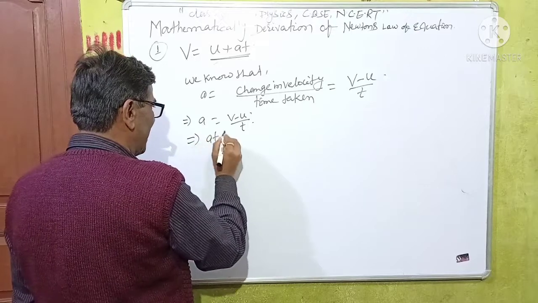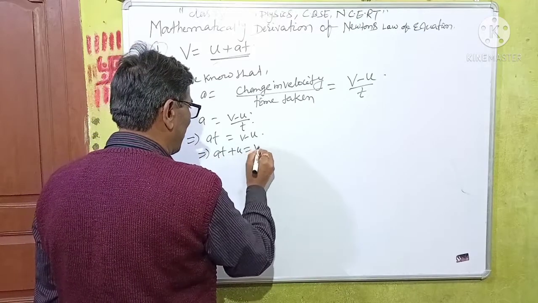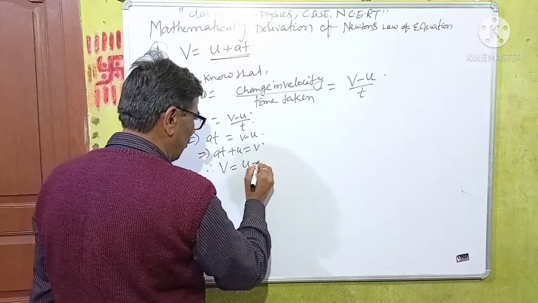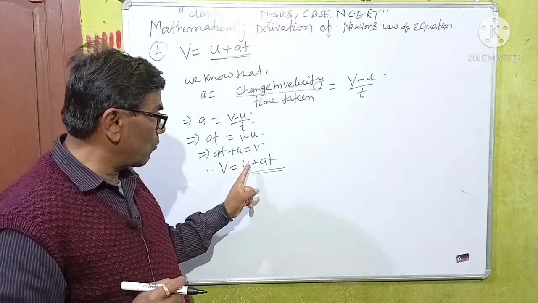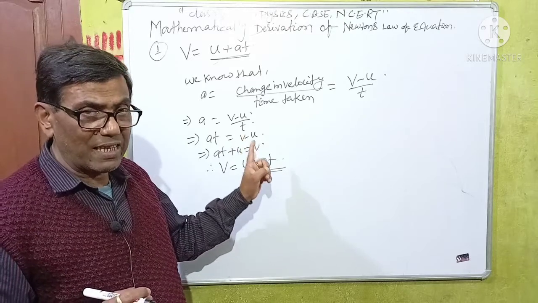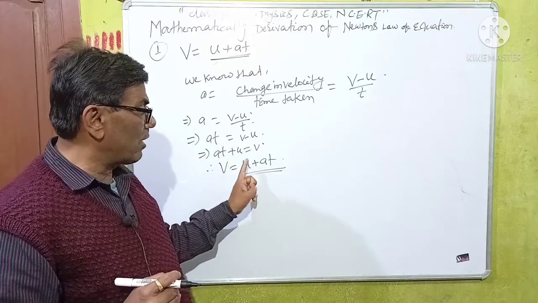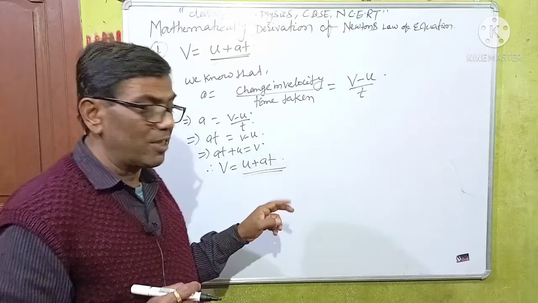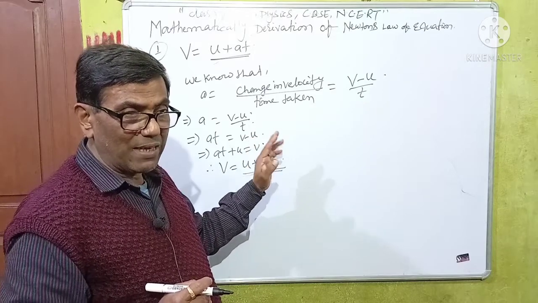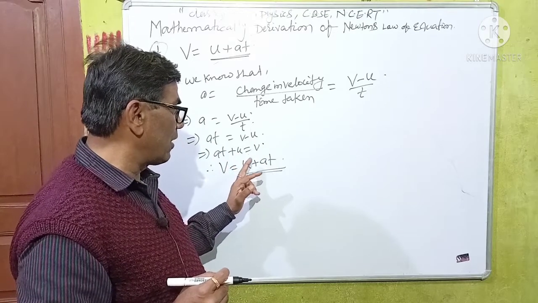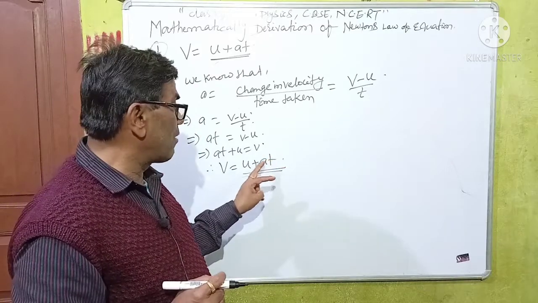Now at = v − u, so at + u = v. Therefore v = u + at. This means the final velocity is equal to the initial velocity plus the product of acceleration and time. Here at also represents a velocity, because acceleration into time means velocity upon time into time, and the time cancels. So the change in velocity is equal to a velocity.